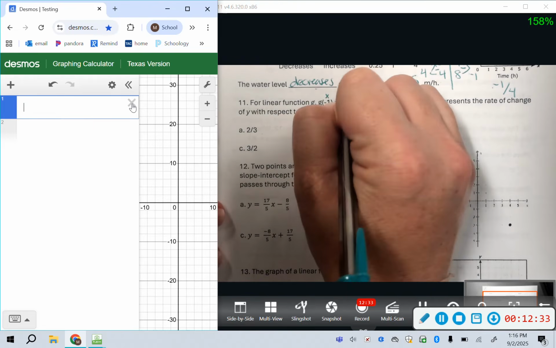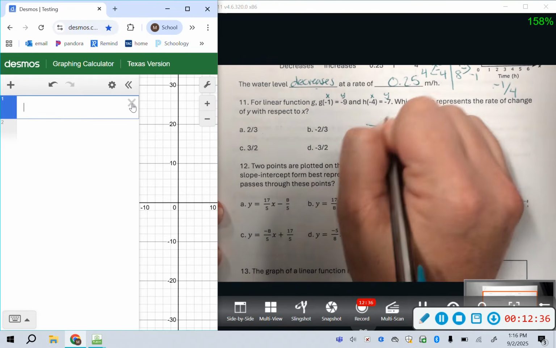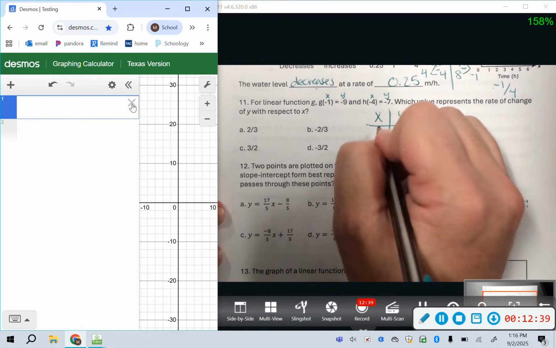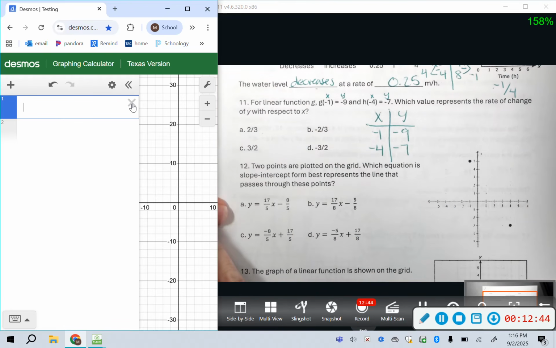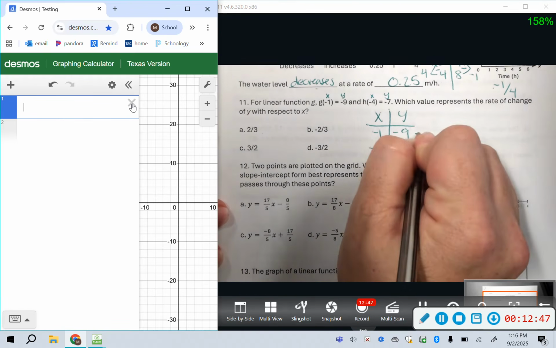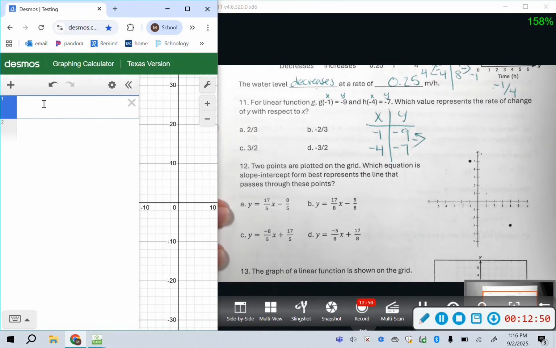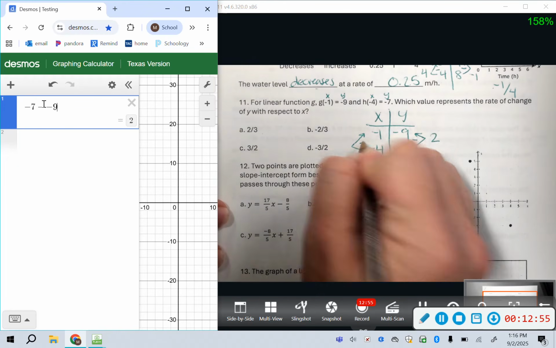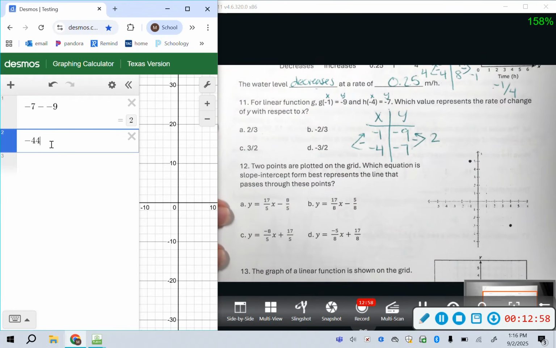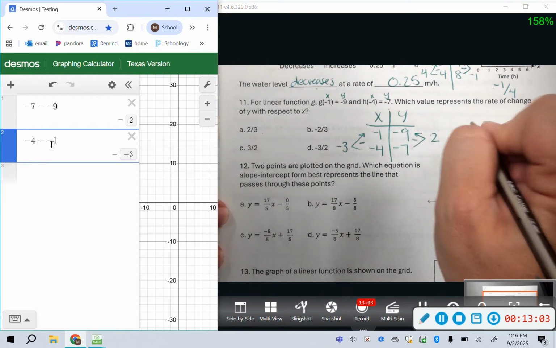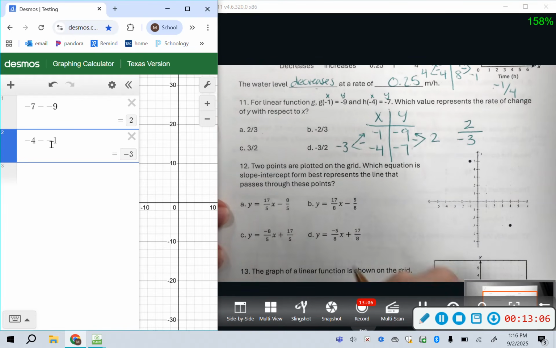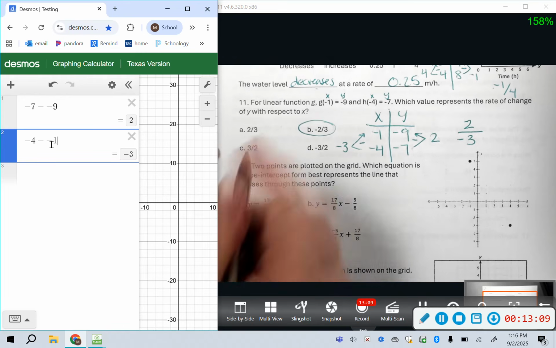So 11 says for linear functions, remember, inside your parentheses is your x, outside is your y. So this is just a fancy way of giving you 2 points. So we have the point -1, -9, and -4, -7. So bottom minus top. -7 minus -9 is 2. Bottom minus top is -3. So y over x, change in y over change in x. Therefore, 2/3 is my answer. Negative, not positive.